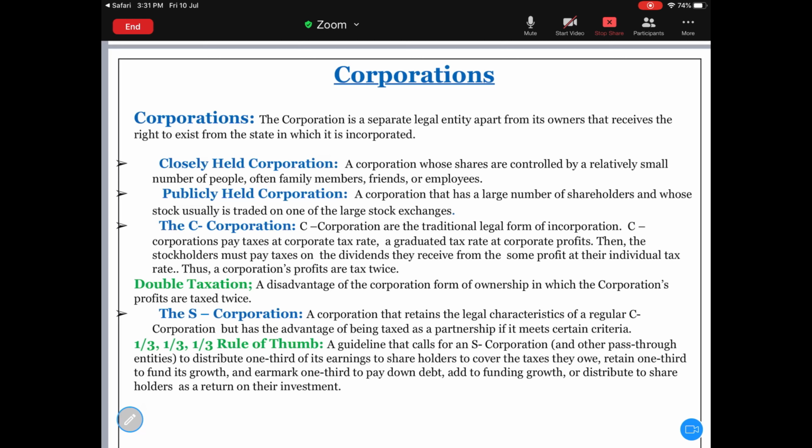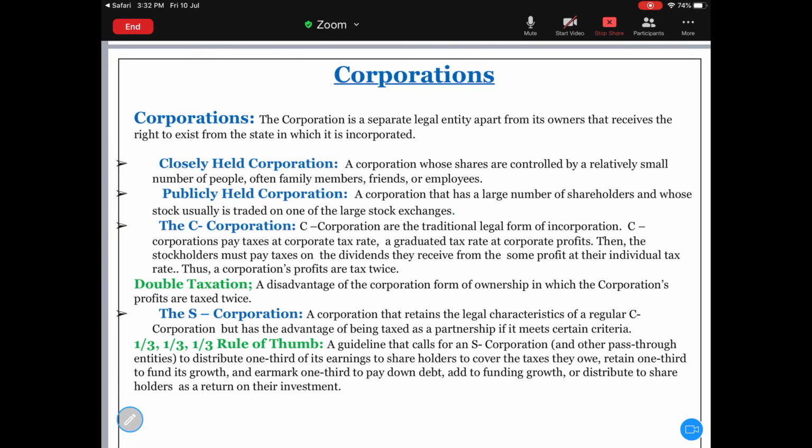Now, what we say is that in any corporation, or rather in any organization, it is better to have this one third, one third, one third rule of thumb. A guideline that calls for an S corporation, and it applies to other entities also, to distribute one third of its earnings to the shareholders to cover the taxes they owe, retain one third to fund its growth, and earmark one third for paying down debts, adding to funding growth, or distributing to shareholders as a return on their investment.